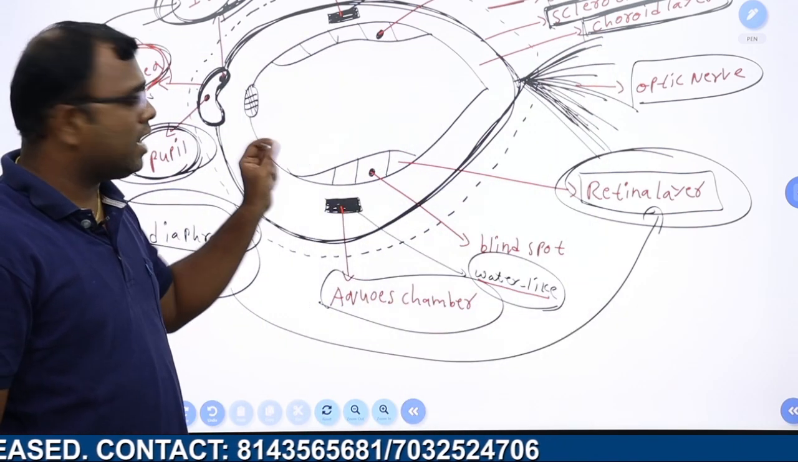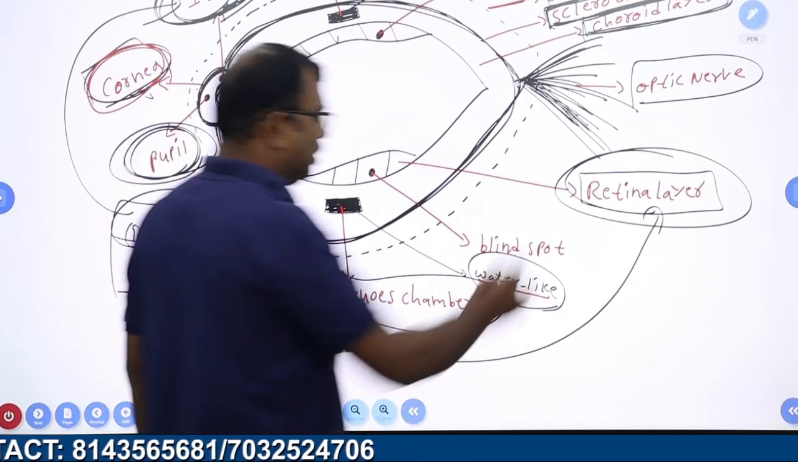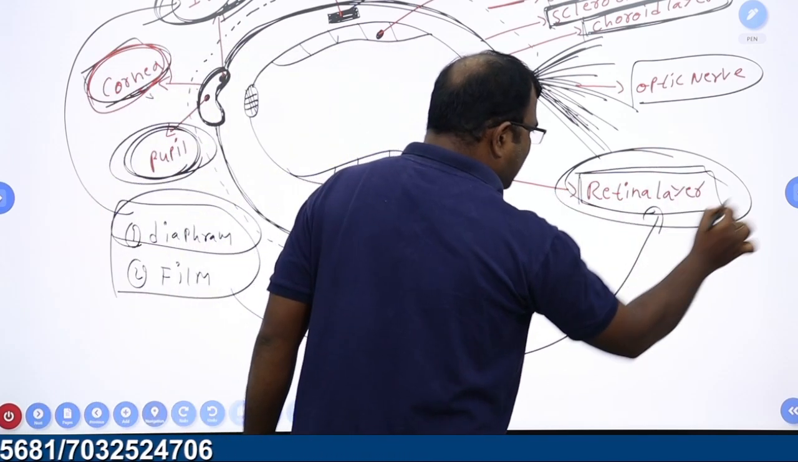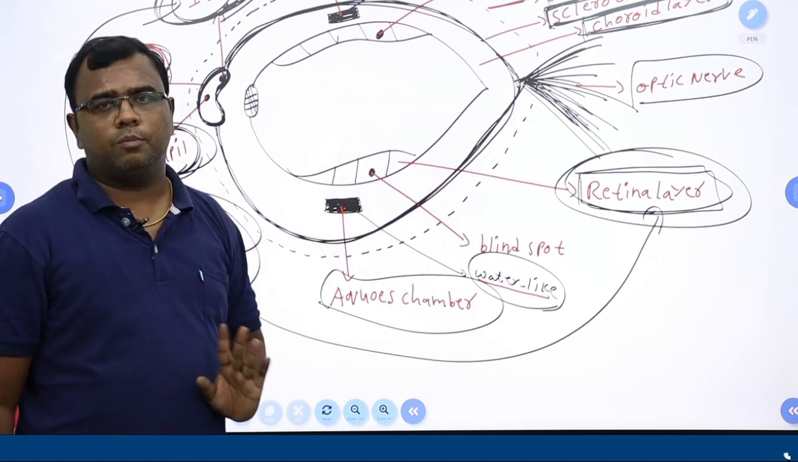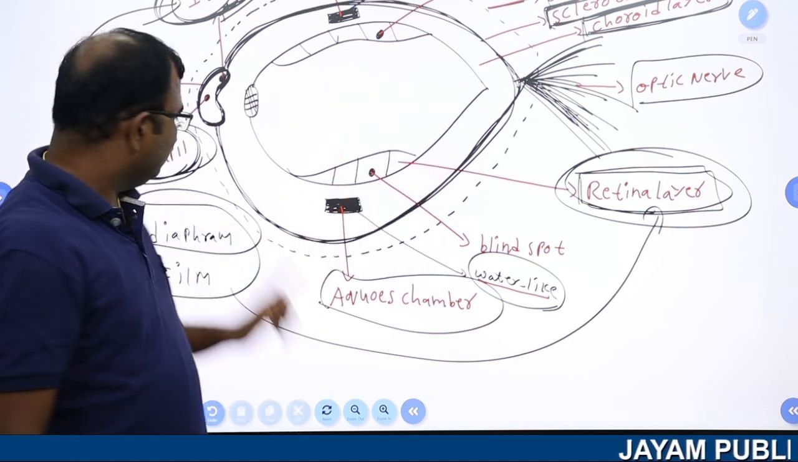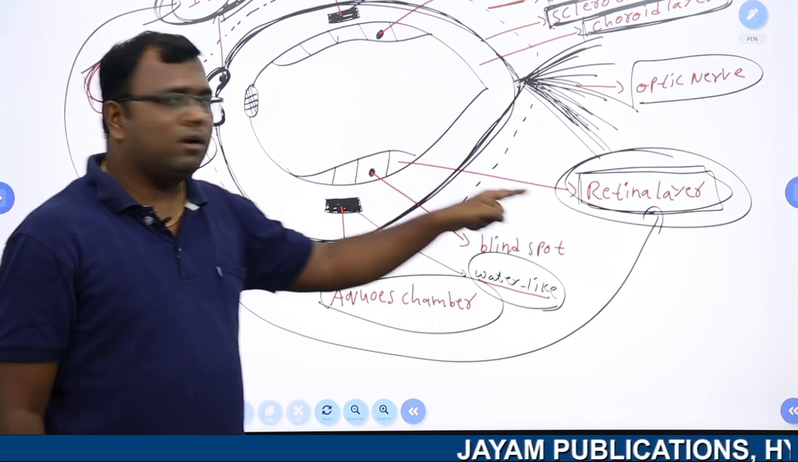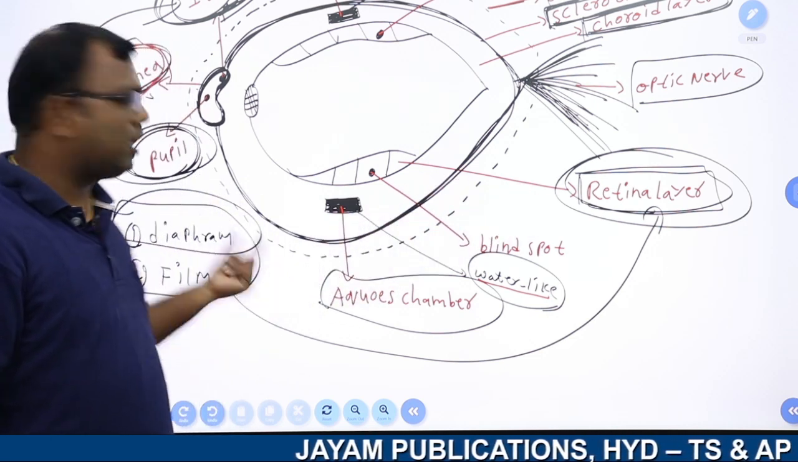Next, the eye has a third layer, that is the retina layer. The retina layer works as the film in a camera.